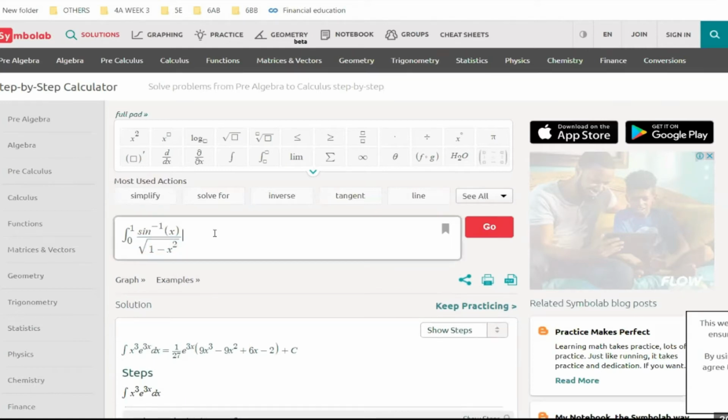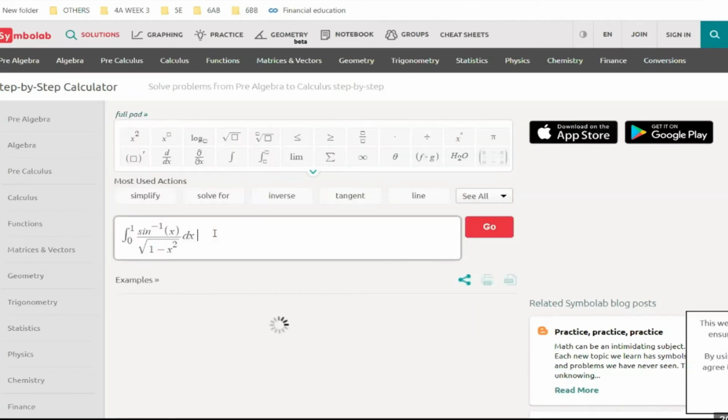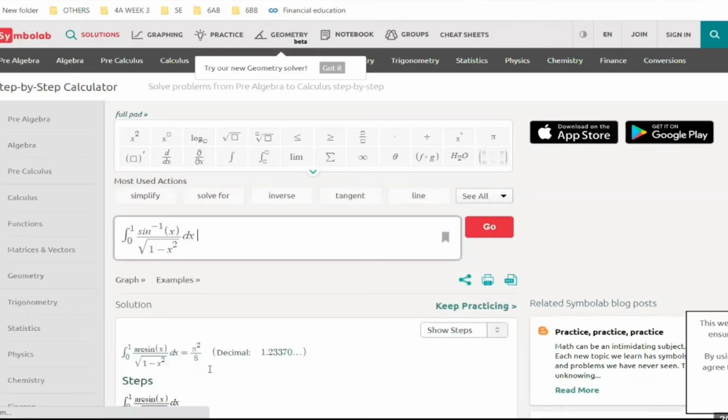All right, and you check your answer, and let's see what we get. Should get pi squared over 8. I'm confident. There it is, pi squared over 8. And so we're good. Pi squared over 8. We're absolutely fine.